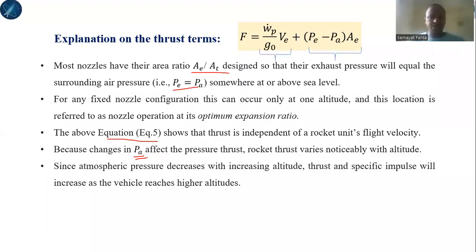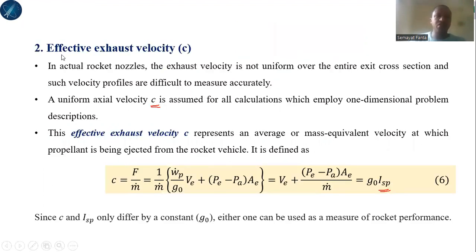Okay, so once we understand the various types of thrust conditions due to nozzle expansion, optimal under expansion, over expansion, optimal expansion of the nozzle, then we have seen the effective exhaust velocity C, how we can relate it with the thrust force. So, which is related with ISP of the rocket.